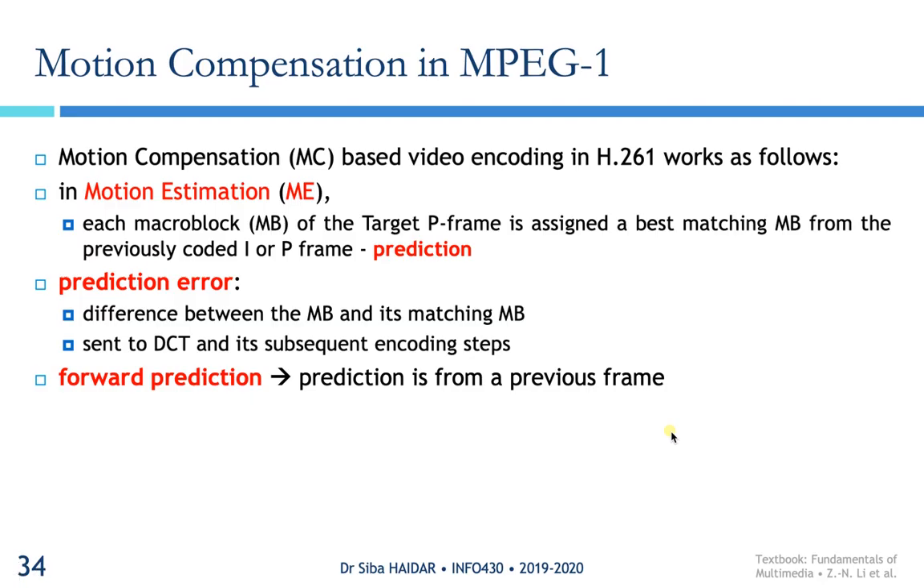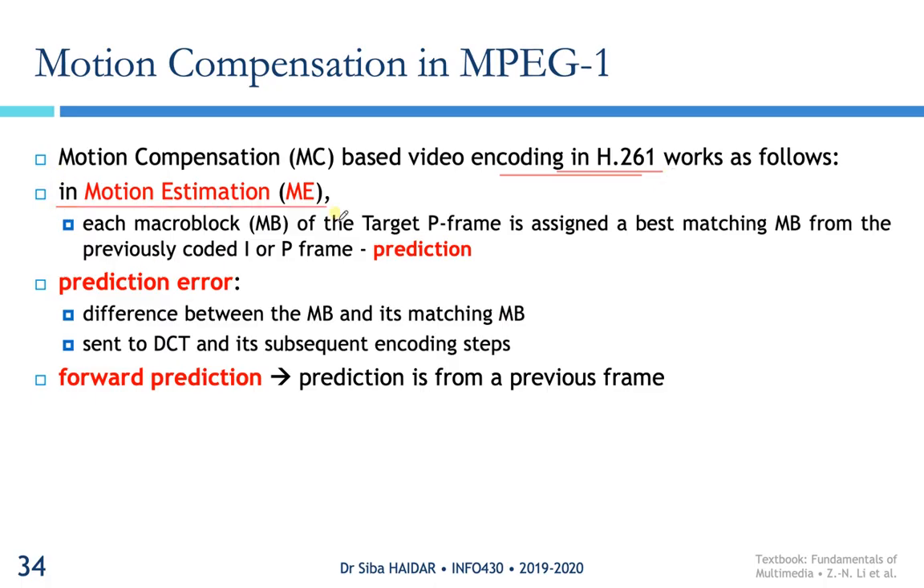Let's talk now about the motion compensation in MPEG-1. In reference to H.261, what does MPEG-1 provide us? What does it contribute? How does it contribute to the standardization of video coding? Motion compensation, MC, means motion compensation based video encoding in H.261 works as follows. So now we are going to remember how motion compensation works.